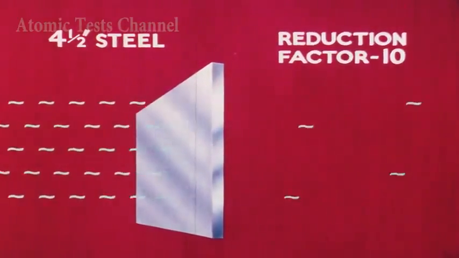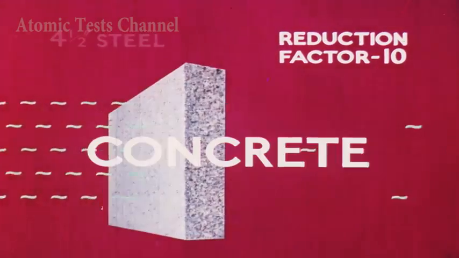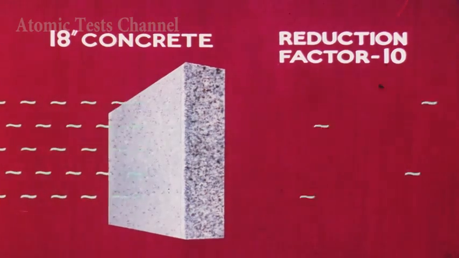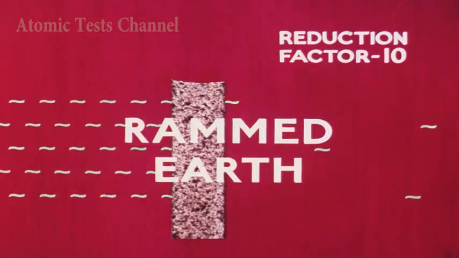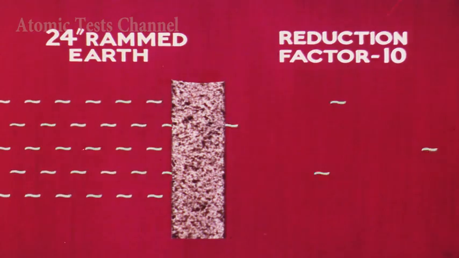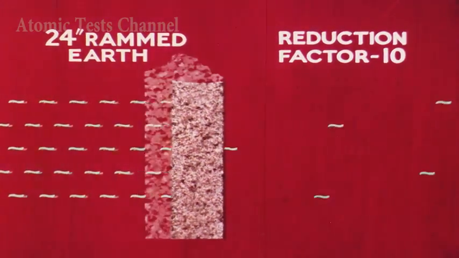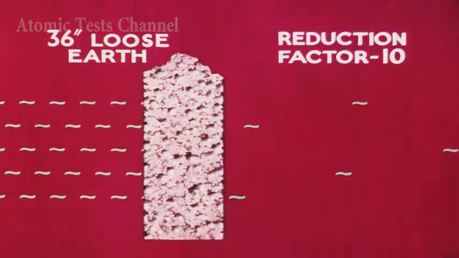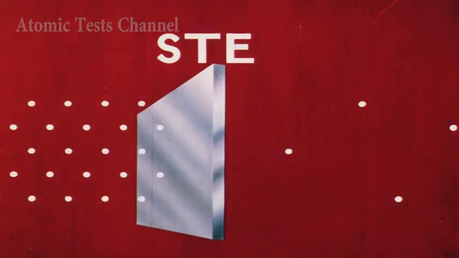Other examples giving a reduction factor of 10 are concrete, 18 inches, rammed earth or brick, 24 inches, and loose earth, 36 inches. Neutrons, basic particles of all matter, travel a shorter distance in the air than gamma rays. But they can penetrate many materials, steel, for example.